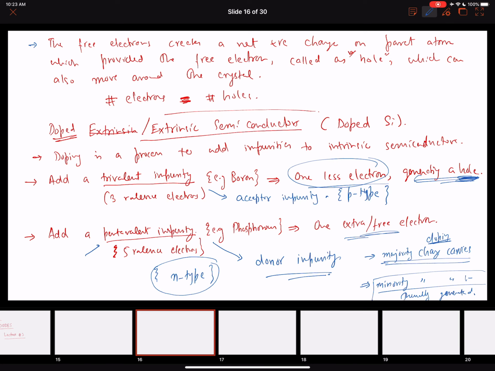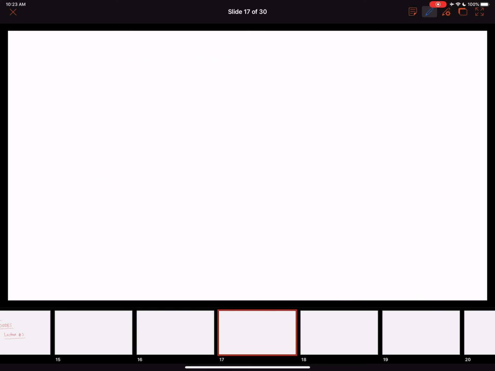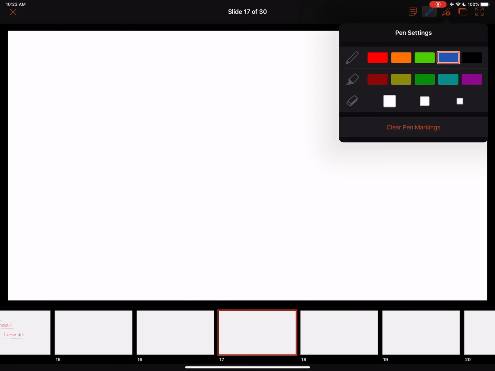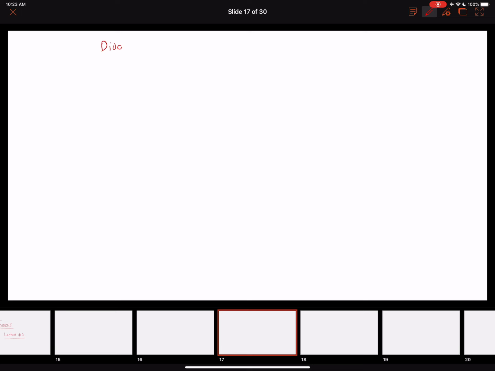So next, let's come to the diode now. What is up with the diode? So a diode is a PN junction, and we're going to talk about PN junctions now. So what is the PN junction? P and N. We talked about p-type material and n-type material. So essentially, this is P and N type side by side.